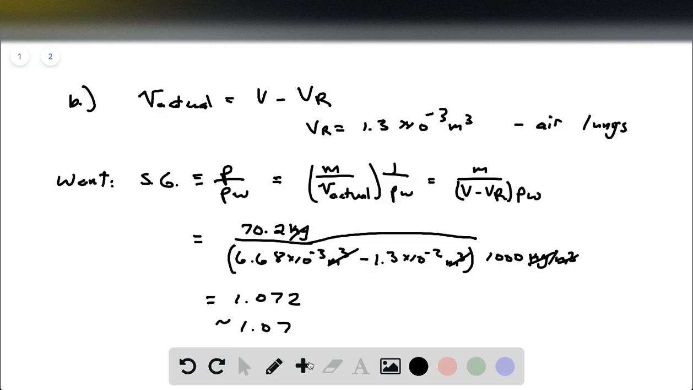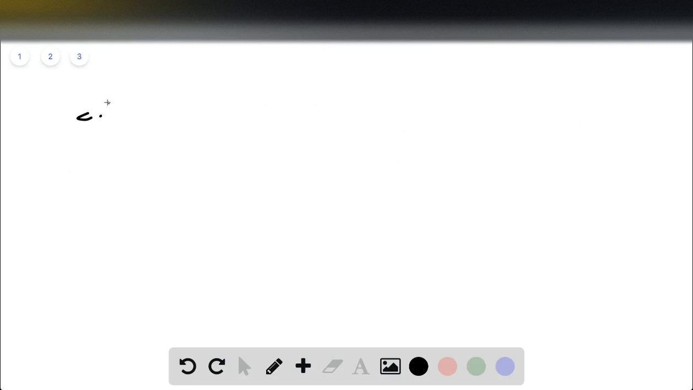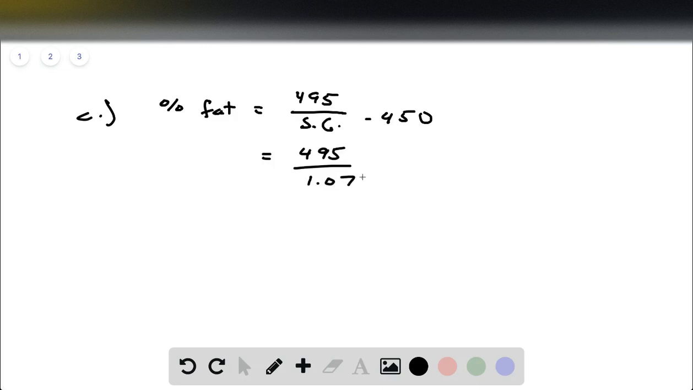And then in part C, we're just given a formula for the percent of body fat of this athlete. And I'm told that this percent is calculated using this formula in terms of the specific gravity. So all we have to do there is just plug in the specific gravity we just calculated. And it's good to approximate at the end, so you can keep extra digits in your calculator when you calculate this. You should get about 12% as your final answer.